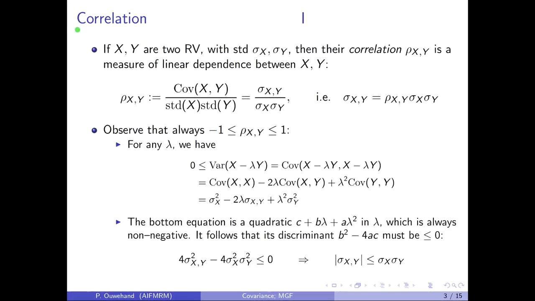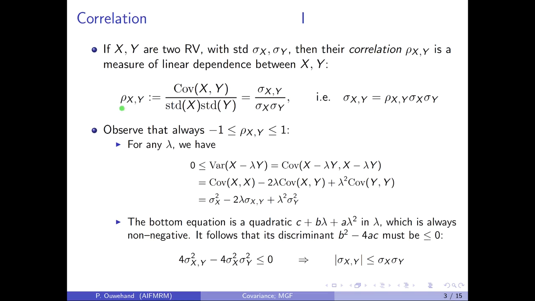Next, we introduce the notion of correlation. If x and y are two random variables with respective standard deviations sigma x and sigma y, then the correlation, rho xy, is a measure of linear dependence between x and y. It's defined as follows. The correlation rho xy is the covariance between x and y divided by the product of their standard deviations, and we can also write it as follows. If we reorganize this expression, we obtain that the covariance is equal to the correlation times the product of the standard deviations.